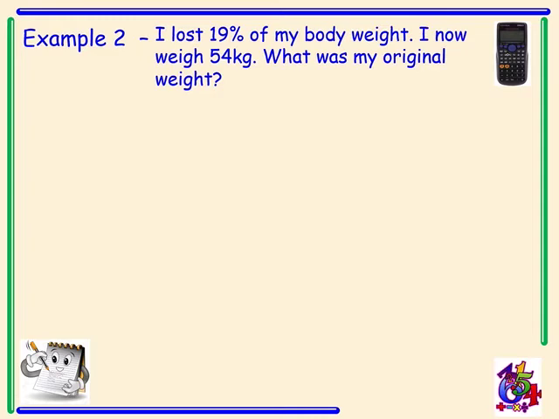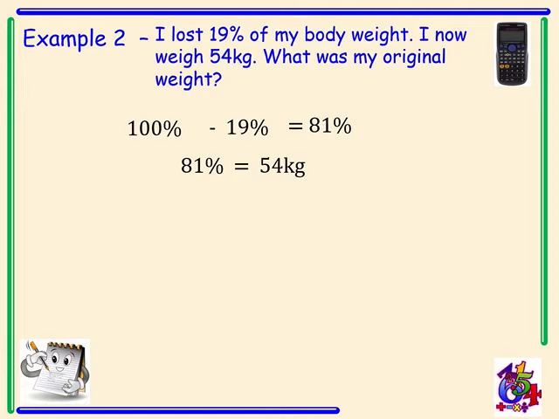Example 2. This time we are allowed a calculator. I lost 19% of my body weight. I now weigh 54 kilograms. What was my original weight? So I need to work back to what my 100% weight was before I lost my 19%. I started at 100%, I took away 19%, and that gives me 81%. Well, what is 81%? 81% is 54 kilograms.